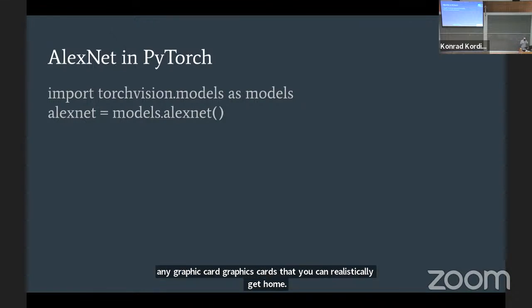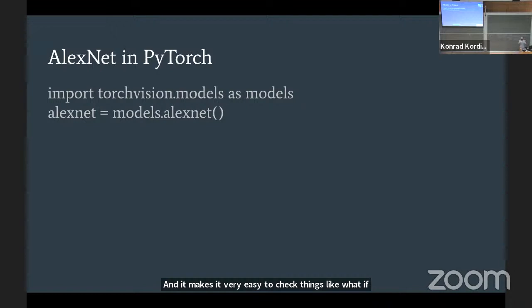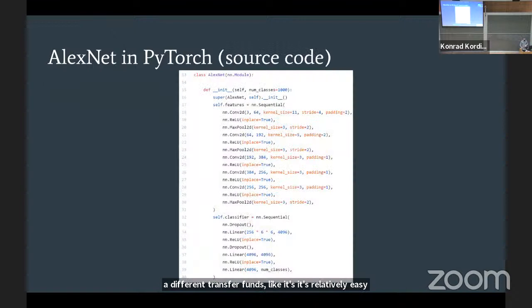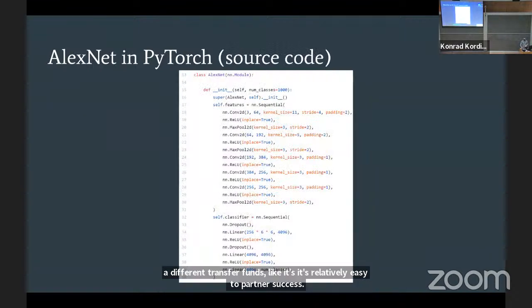And like, what if we retrain AlexNet? What if we give AlexNet a different transfer function? It's relatively easy to play with these things. Again, here's the source code, super short.